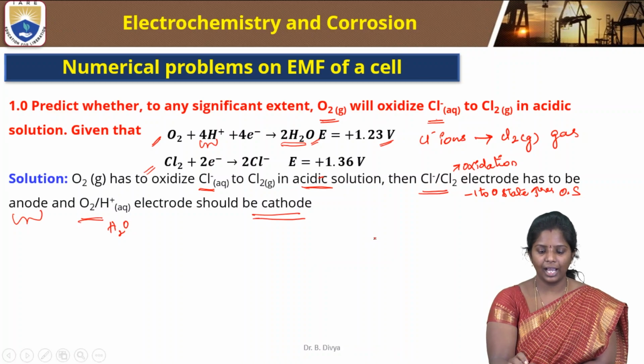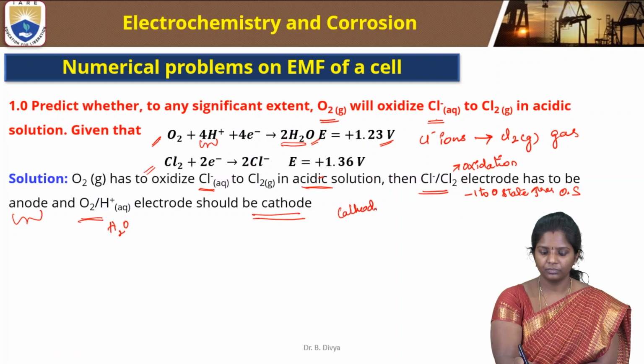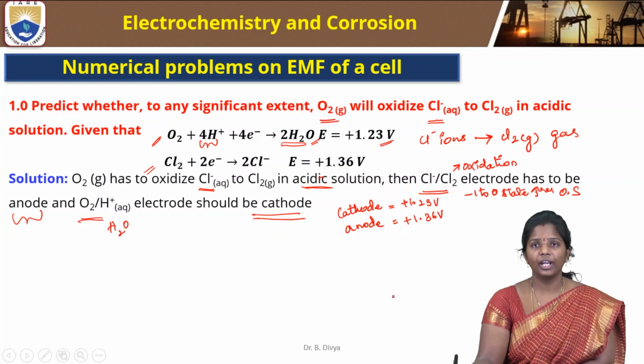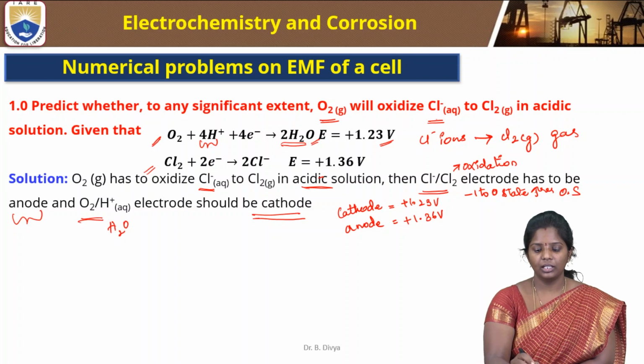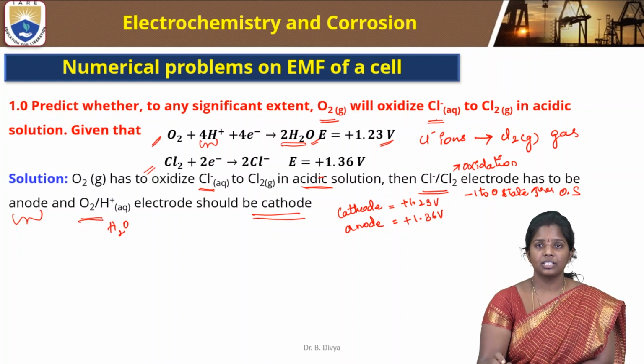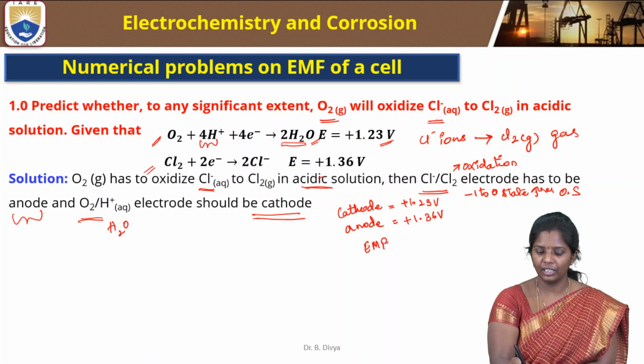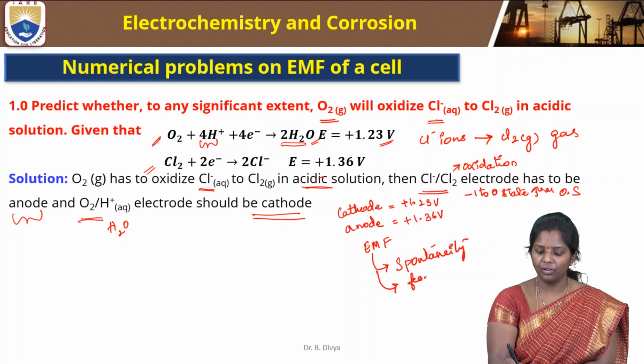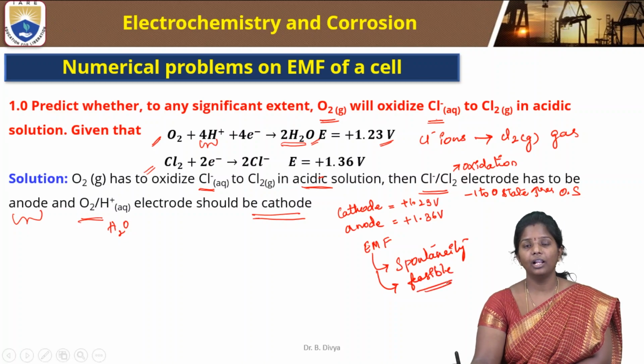Now we have understood what is cathode and what is anode. So what are the potentials? For the cathode, plus 1.23 volt, and for the anode, plus 1.36 volt. Now we have to predict whether this reaction will happen or not. It is different from the metallic reactions, like metallic salts from metallic ions. So we have to calculate the EMF. The EMF will give us the spontaneity of the reaction, and depending on the spontaneity we will know the feasibility, nothing but whether the reaction will take place or not.